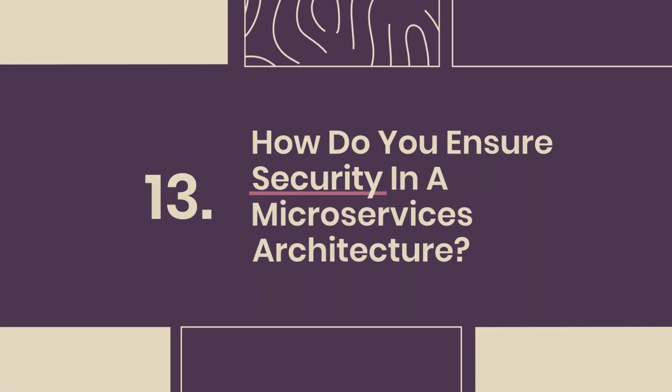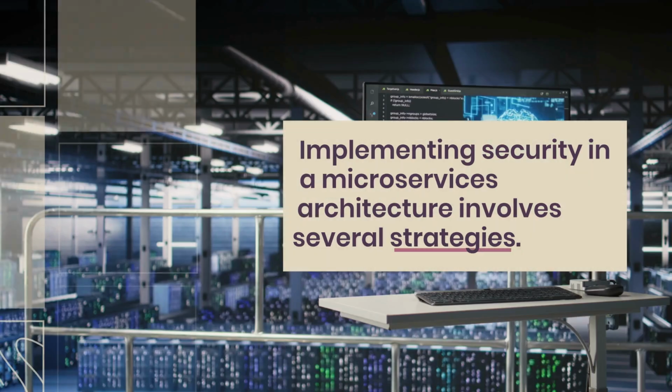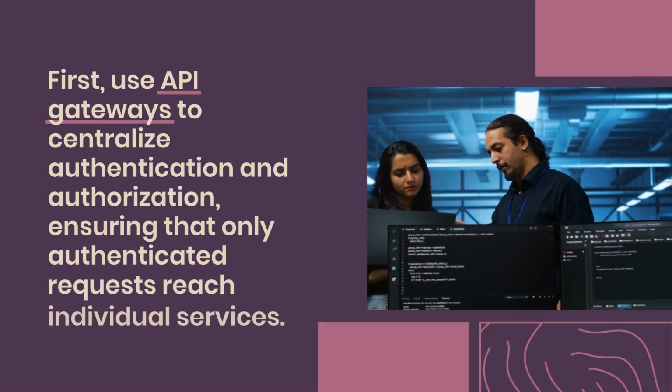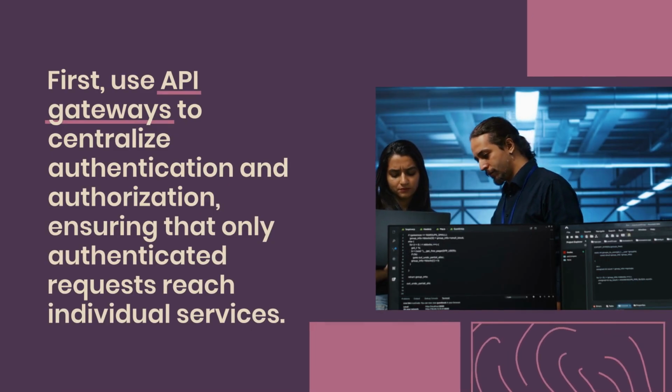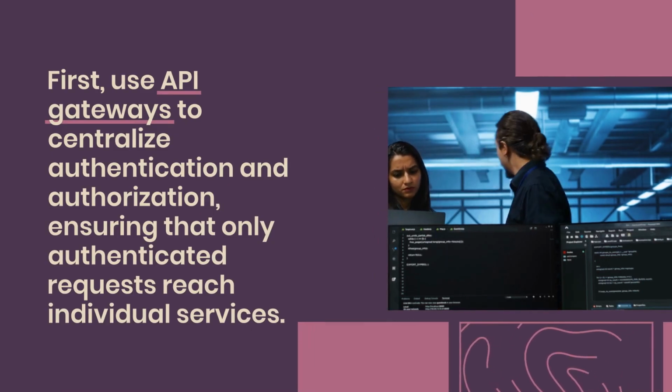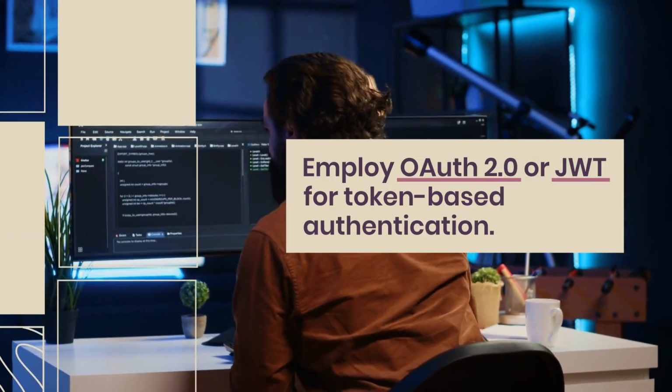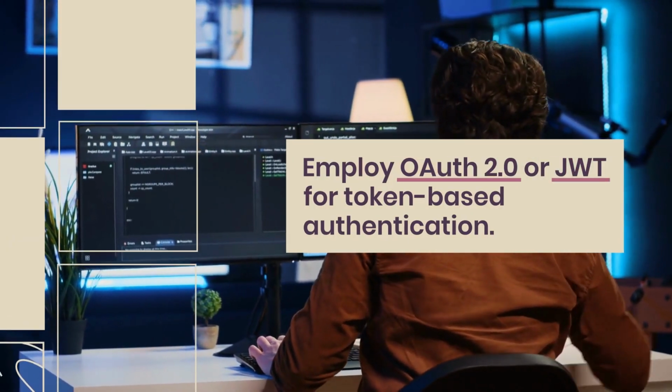13. How do you ensure security in a microservices architecture? Implementing security in a microservices architecture involves several strategies. First, use API gateways to centralize authentication and authorization, ensuring that only authenticated requests reach individual services. Employ OAuth 2.0 or JWT for token-based authentication.